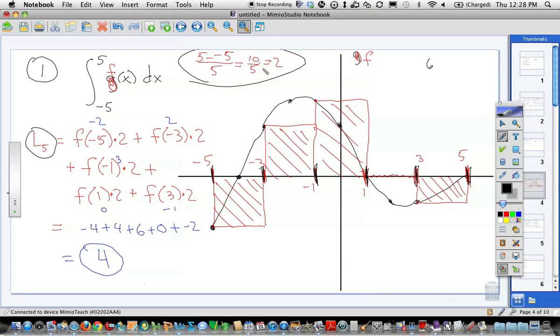What was this right here? The delta x, which is the width of each subinterval, right? How wide are the rectangles going to be? Well, if I'm going to do a distance of 10 and I'm going to have 5 rectangles, they each have to be 2 wide. So I went -5, -3, -1, 1, 3, and 5.